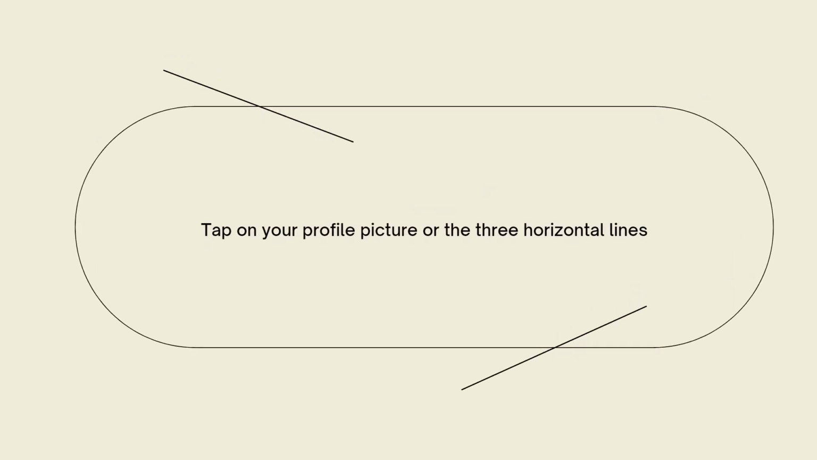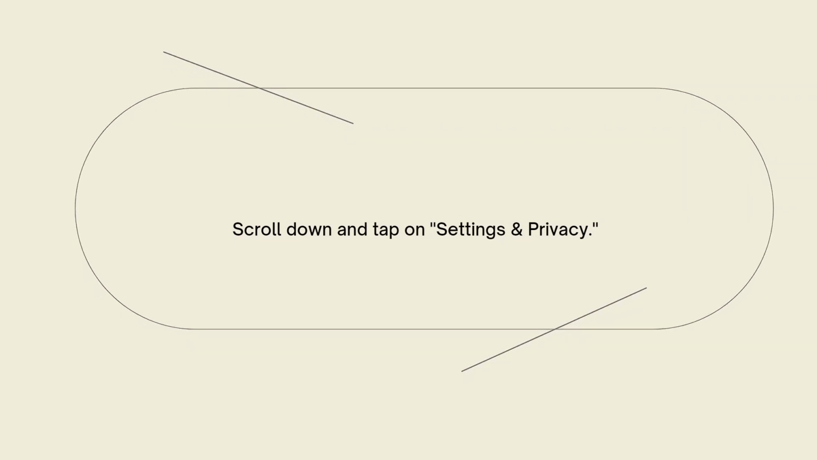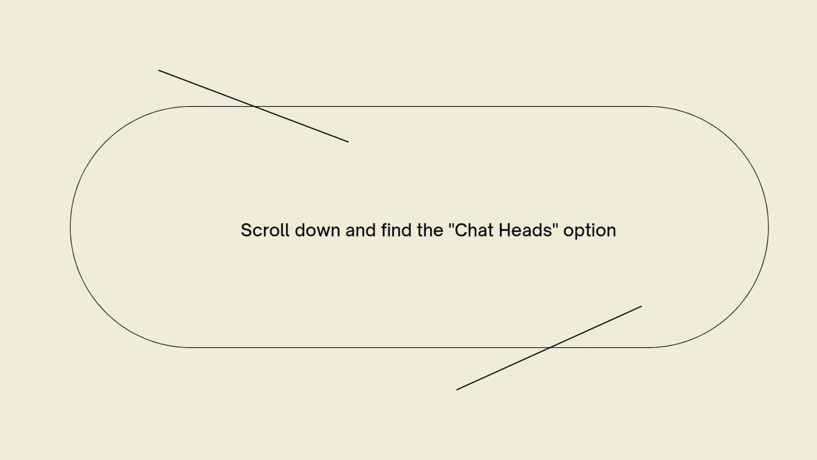Now what you need to do next is tap on your profile picture or the three horizontal lines. You should see that at the top right corner of the screen to access the menu. Now, scroll down and tap on Settings and Privacy. In the expanded menu, tap on Settings, then scroll down and find the Chat Heads option.